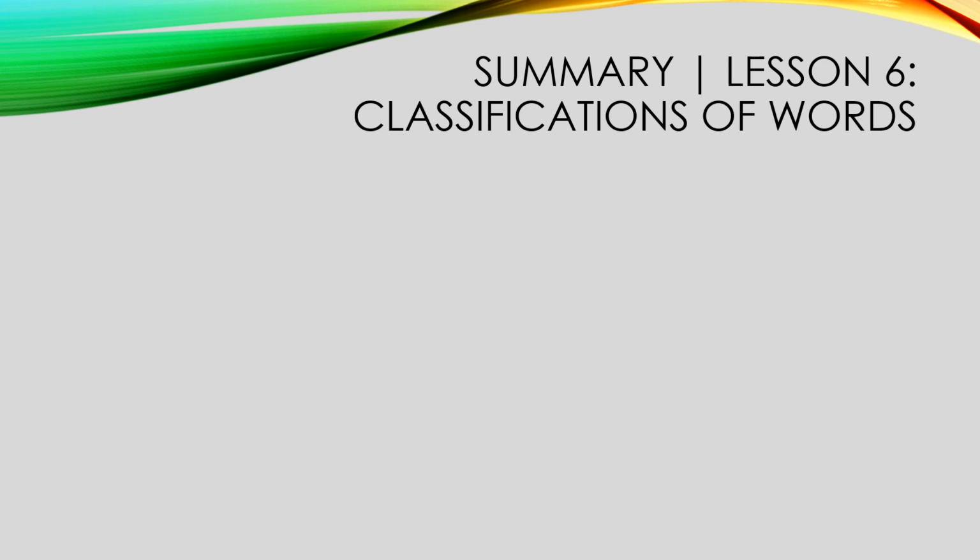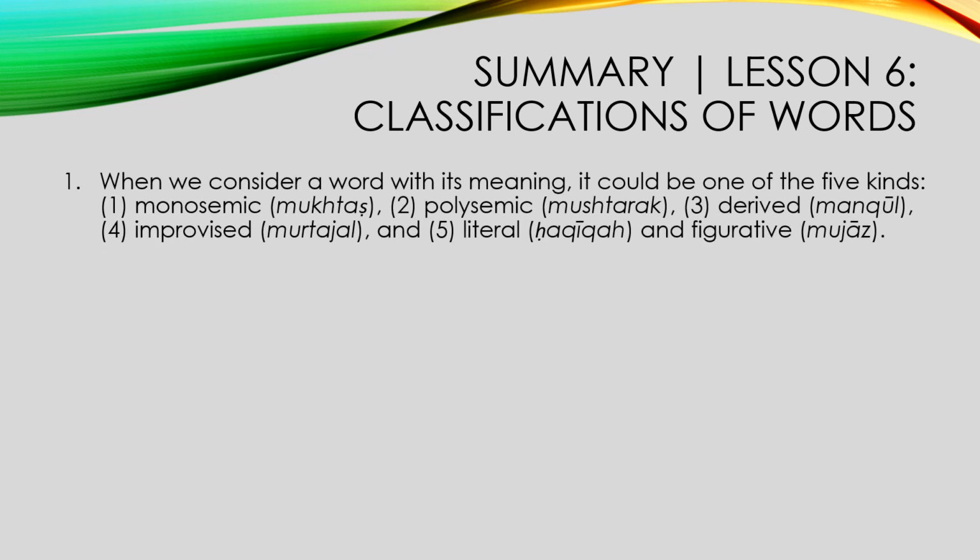Before we properly discuss lesson 7, let us have a quick summary of the previous lesson about classifications of words. First, when we consider a word with its meaning, as we may recall, it could be one of the 5 kinds. 1. Monosemic or mukhtas. 2. Polysemic or mushtarak. 3. Derived or manqul. 4. Improvised or murtajal. And number 5, literal, haqiqa, and figurative or mujaz.